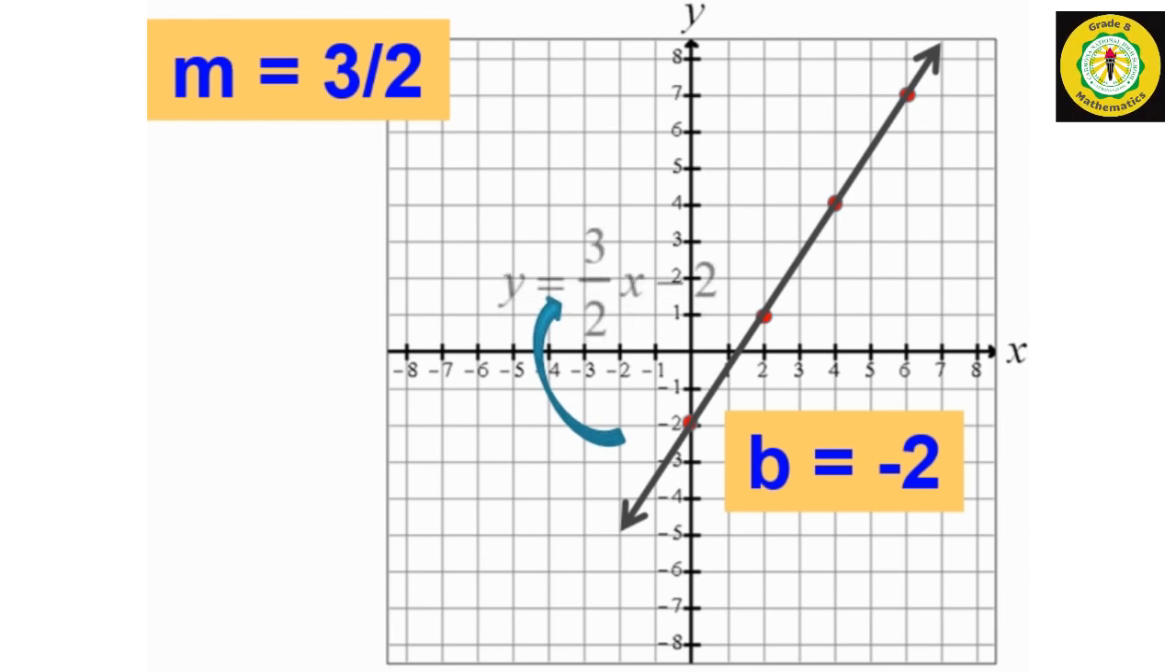Alright, and the equation of the line is y equals 3 over 2 x minus 2. Again, it can be written in the form y equals mx plus b. So our m is 3 over 2 and our y-intercept is -2. Alright?